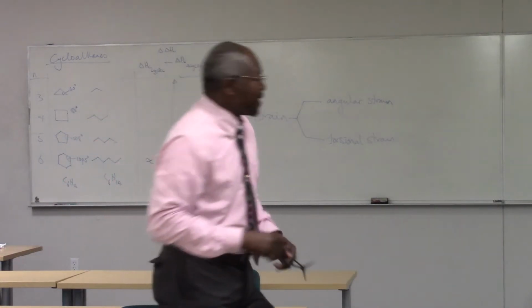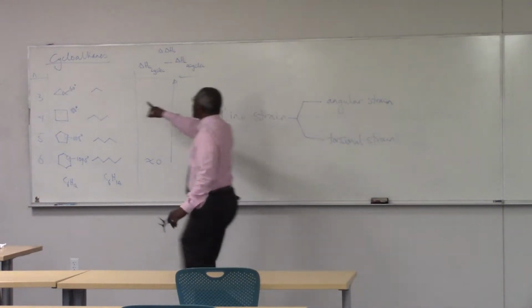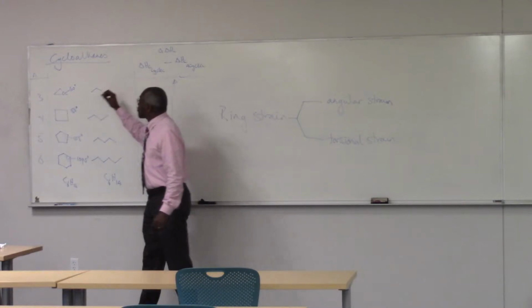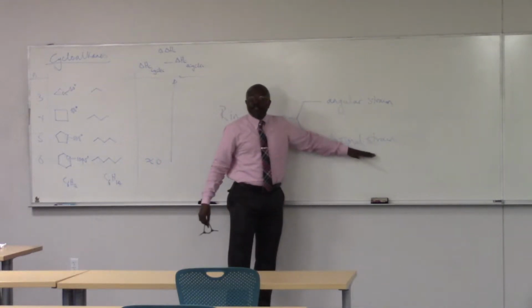So it's not surprising then that the cyclopropane-propane gap is the largest. Because cyclopropane has the most angle strain and it's got a lot of torsional strain. This is bad.